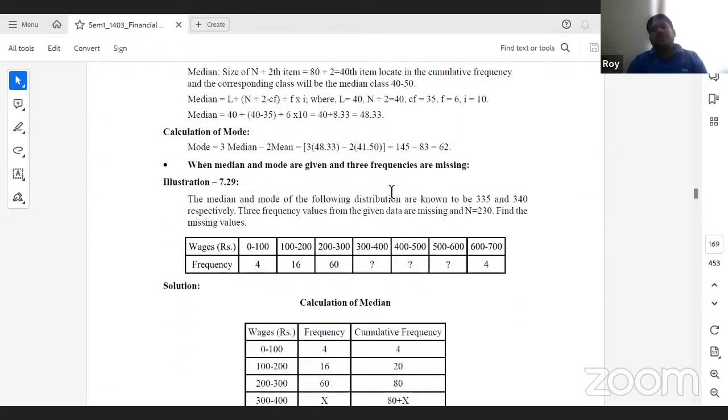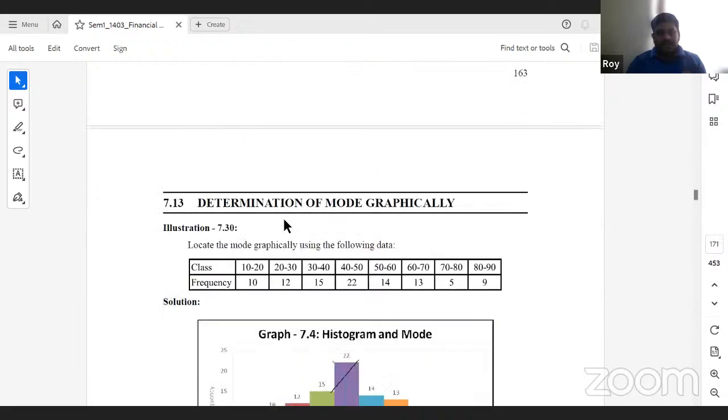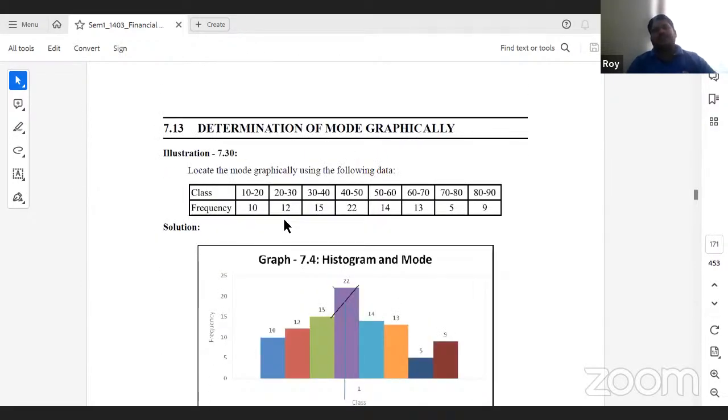Generally, we may not go for the mode; only in rare cases, in different things actually. There are some formulas also. Mode is equal to 3 into median minus 2 mean. When the median and mode are given and 3 frequencies are missing, then we need to go for these different combinations of formulas. Just go through the different examples and you will understand. This is all based on that.